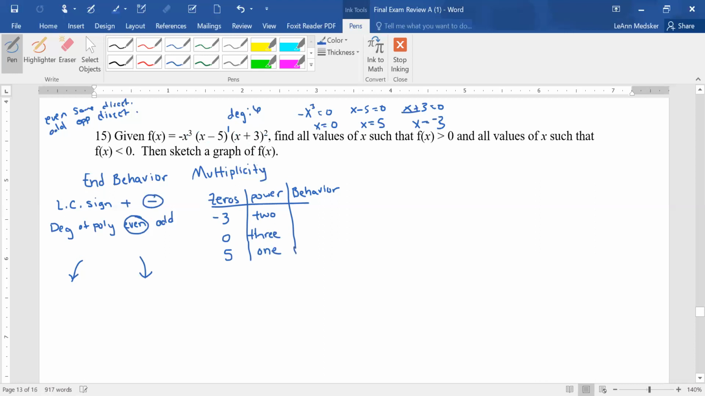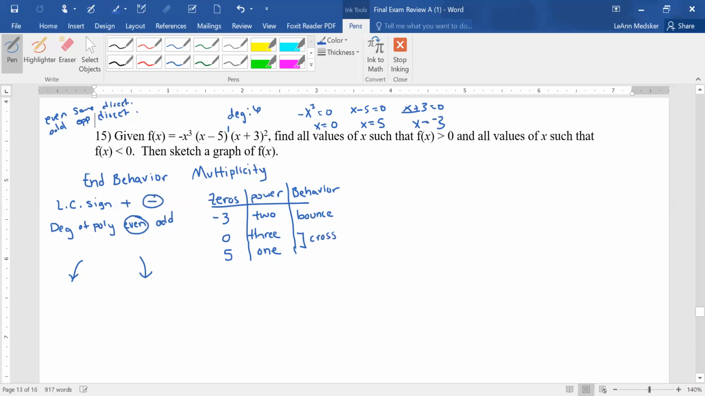Now, if you have an odd power, you're going to cross the x-axis. If you have an even power, you're going to what we call bounce or touch. I like the word bounce better. You can actually look at it, and it seems like a ball is bouncing. And at both of these, we're going to cross.